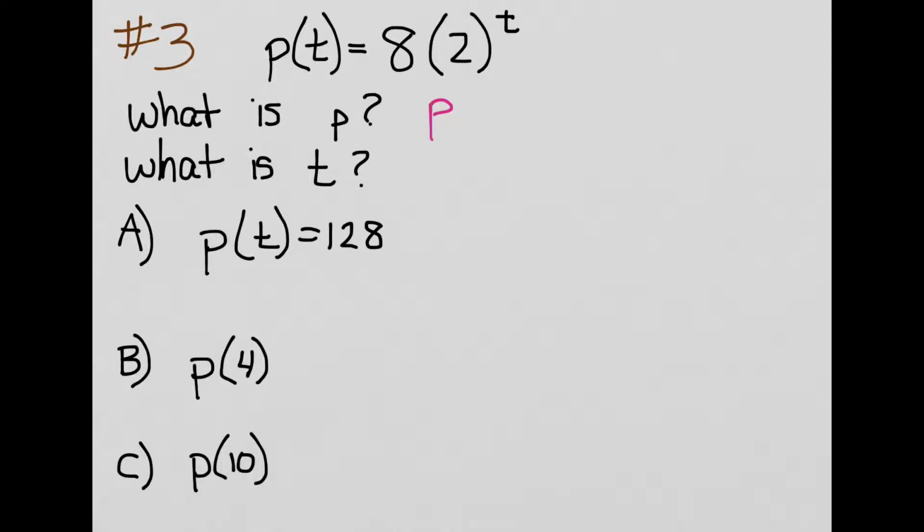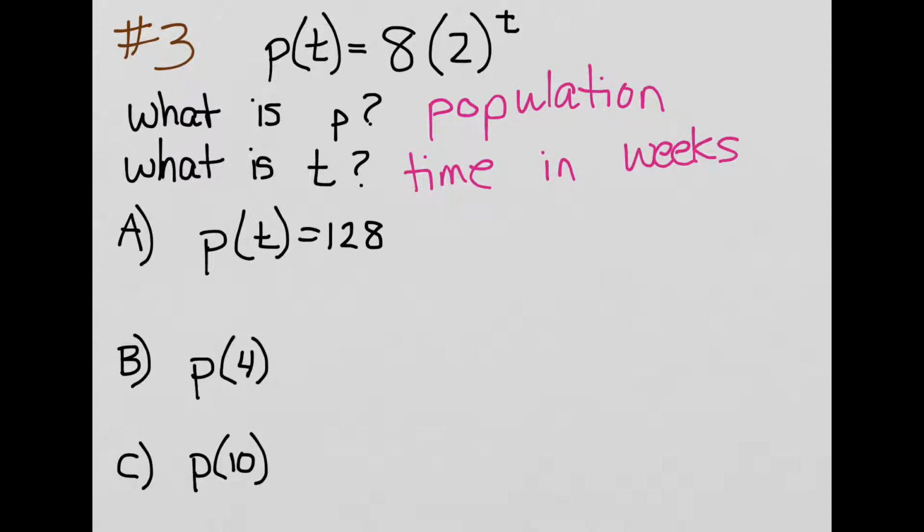Well, P is the population of rodents. And t is the time in weeks. Tells you that that's the unit. So if you understand that, it's going to help you figure out A, B, and C. Now, for A, it says P of t equals 128. Well, reading it like that's not very helpful. What if I said the population is 128? Well, that makes more sense because P stands for population.